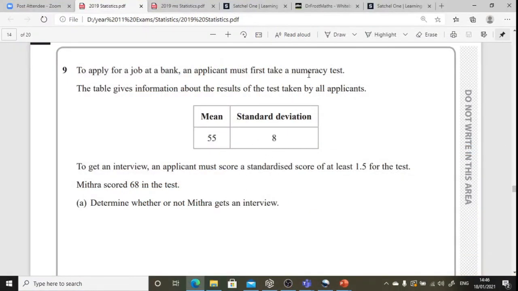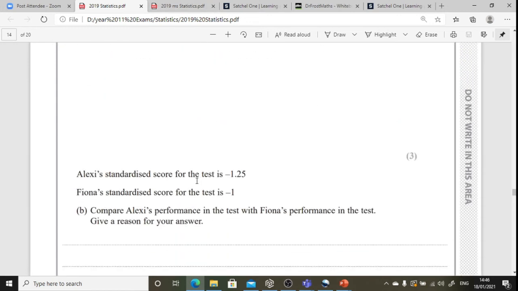To apply for a job, an applicant must take a numeracy test. Tables give information about the test taken by all applicants. To get an interview, an applicant must score a standardised score at least 1.5 for the test. Martha scored 68 in the test. Decide whether or not she gets an interview. Well, if standard deviation is 8, then we can think of that as 1 standard deviation. 1.5 means that 8 times 1.5 is 12. So I need to make sure that it's either 12 above or 12 below the mean. Because it's clearly above the mean, I'm going to do 12 plus 55, which is 67. Yeah, she gets an interview by 1 mark.